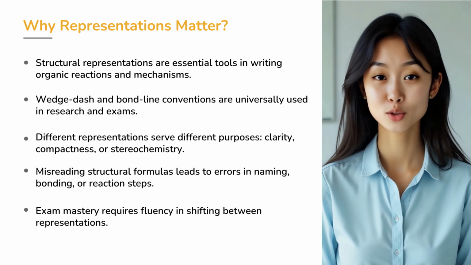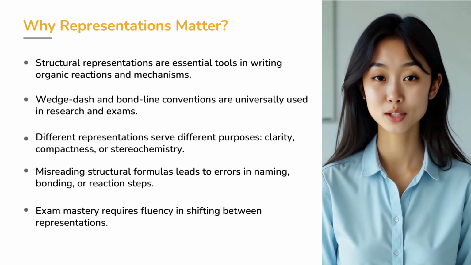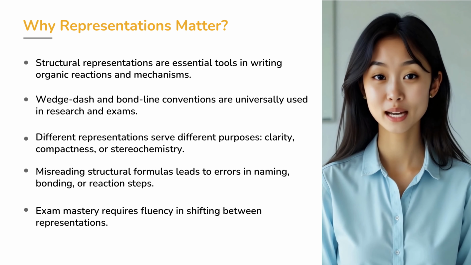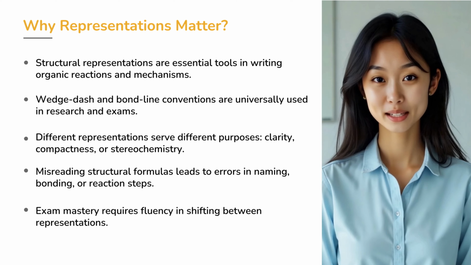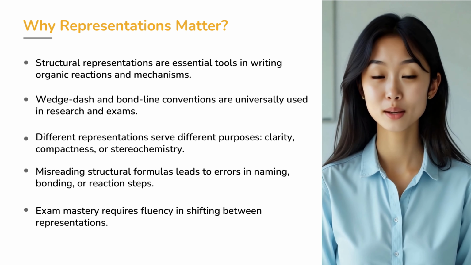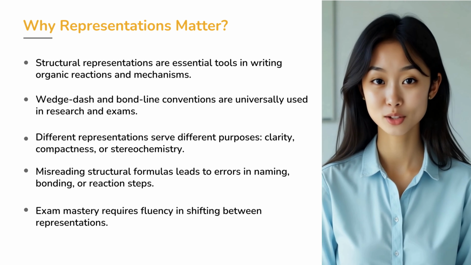Each style has a role: complete for clarity, condensed for compactness, bond line for speed, wedge dash for stereochemistry, and models for 3D reality. Think of them as different maps of the same city. One is a street map, one is a subway map, one is Google Earth view. The better you switch between them, the faster you'll navigate organic chemistry.